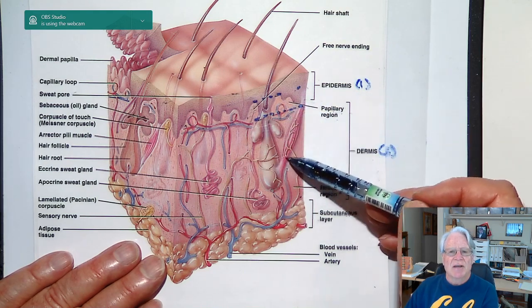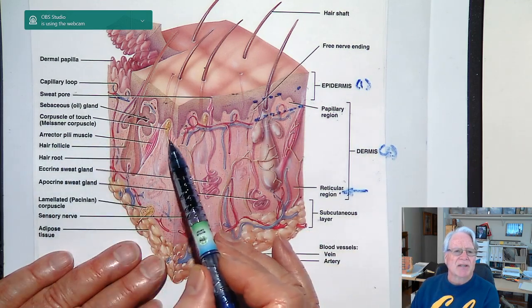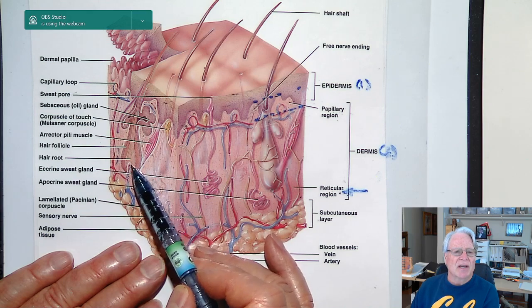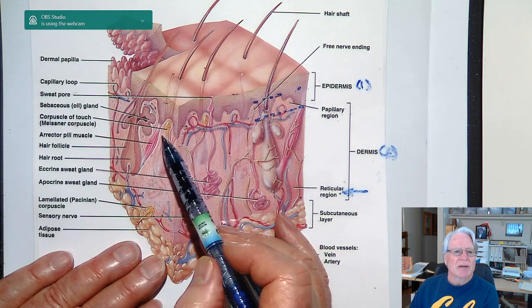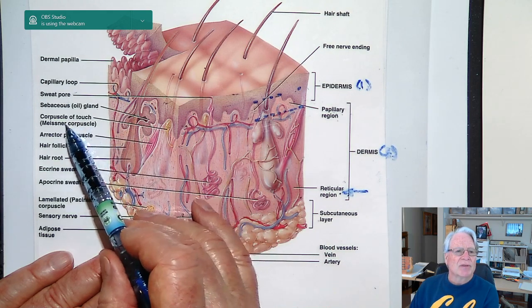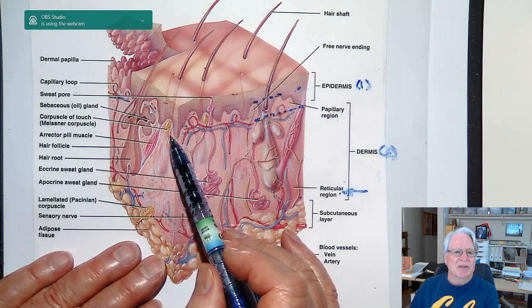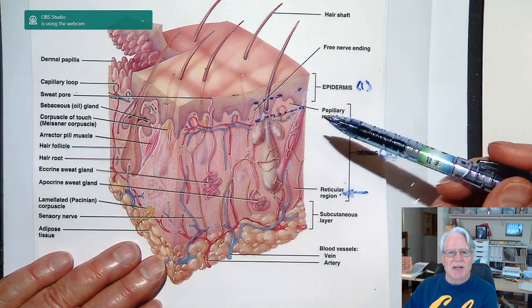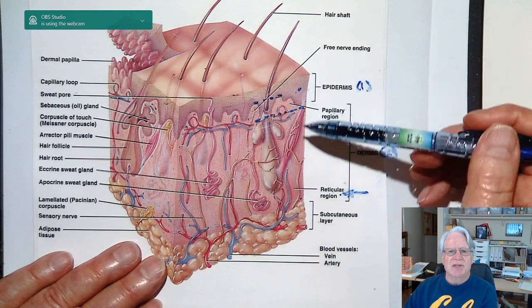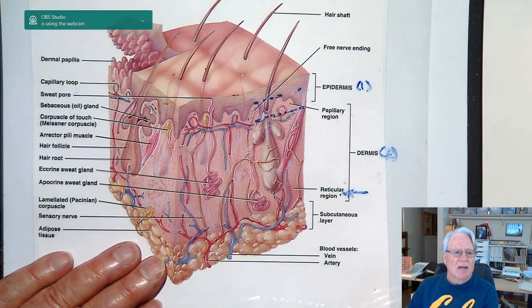Because notice this. This is a smooth muscle. You can see over here, it's the arrector pili muscle, and it's connected to the base of the hair. We also have nerves here. Let's see if they call them out here. Yep, there it is. There's a corpuscle of touch, or Meissner corpuscle. That's part of the nervous system. So you can see we have all four basic types of tissues: epithelial tissue, connective tissue, muscle tissue, and nervous tissue. Okay? So it fits the definition. This is an organ.